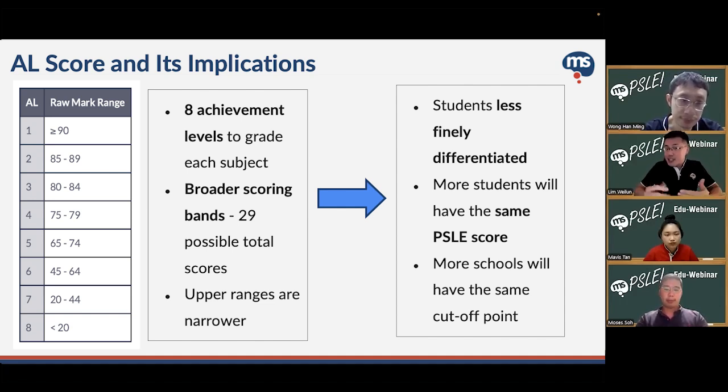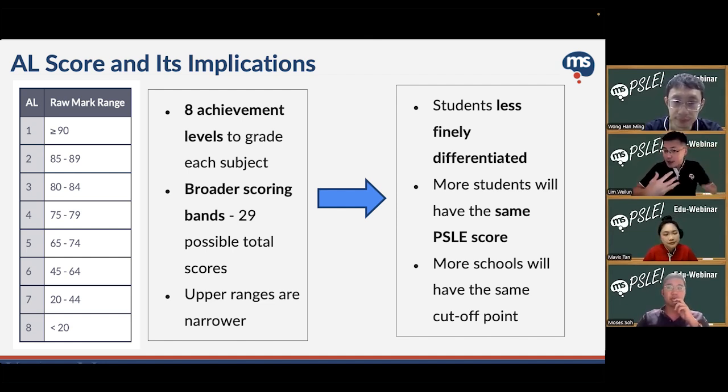But under the new system, which is what we call the AL scoring system, there is a change. There's a shift away from a T-score system towards the AL score. And how does the AL score system work? If I were to simplify it for you, you can see on the table on the left. Essentially, you can think of it this way: each AL score is kind of like a score bucket to which a range of raw marks maps.